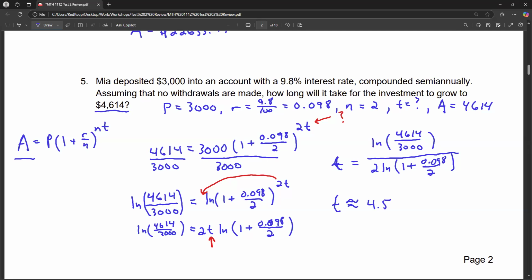It's helpful to just take a second. What does T represent? Well, T is time. It's not quite obvious, but T is time in years. So I'm going to go ahead and drop the units here. And then you might write a sentence out if you want, but this would be your time in years, 4.5. So that's how long it would take Mia's account to reach 4,614.